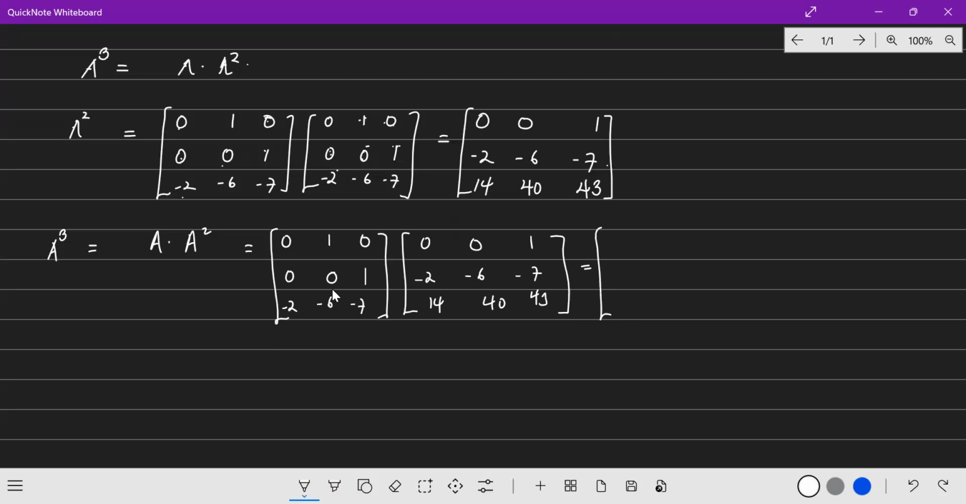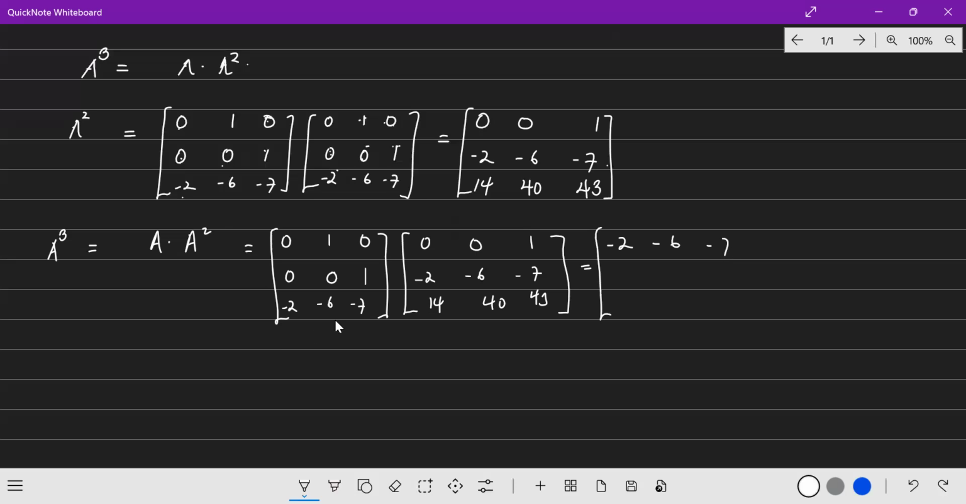Okay. The first row, 0 by 0, that's 0. 1 by -2, that is -2, right? So the first row here is going to have -2 there. Again, 0 by 0, that's 0. 1 by -6, that is -6 is going to come here. And then 0 by 1, that is 0. 1 by -7, that's -7 is going to come here, right?